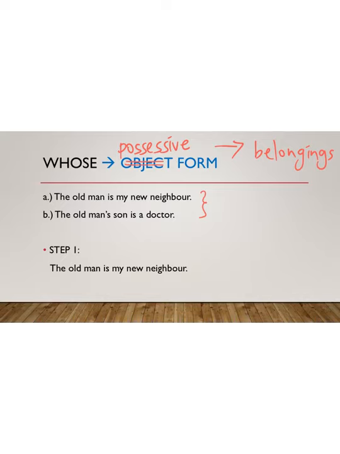So step number 1 again, I guess you should be very familiar with these steps, okay? After taking a look at who and whom. So step number 1, the old man is my new neighbor. Okay, no problem. And then we have to give some more information, and that's why we look at this one. Okay, again, I'm sorry, boys and girls. We have got possessive here. Okay, so the old man's son is a doctor. So actually, I want to give you some more information of the old man. And that's why the old man's son.